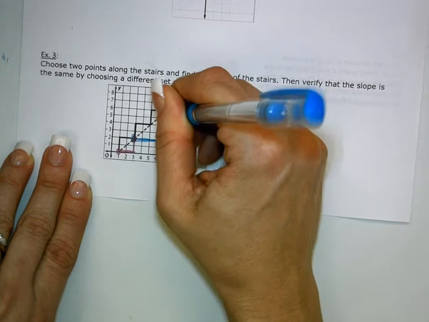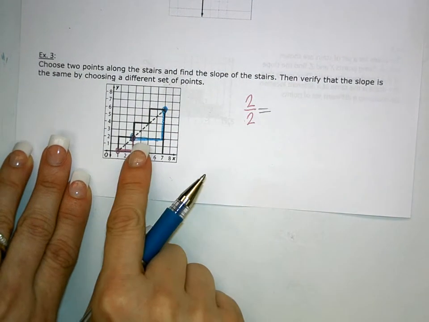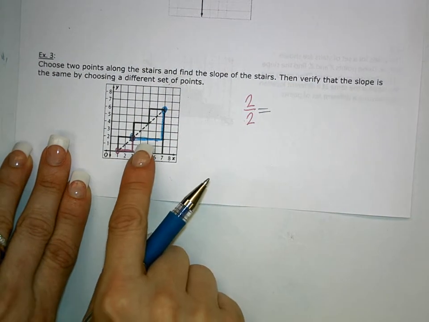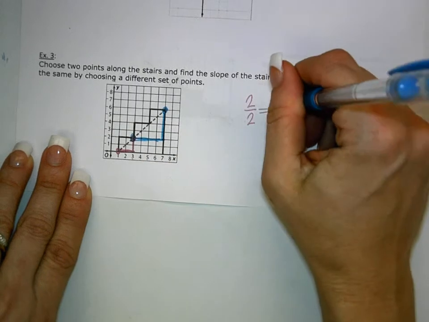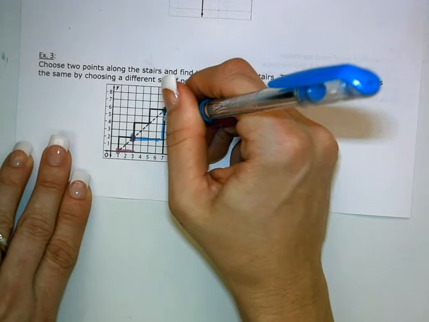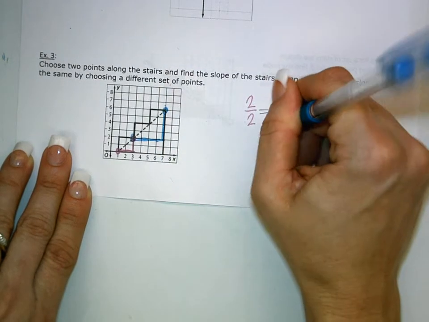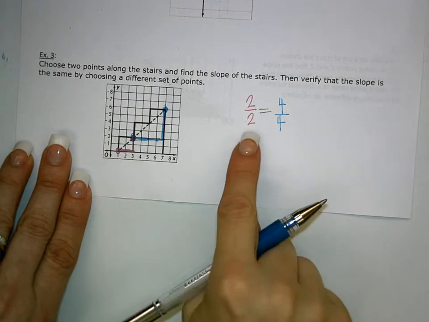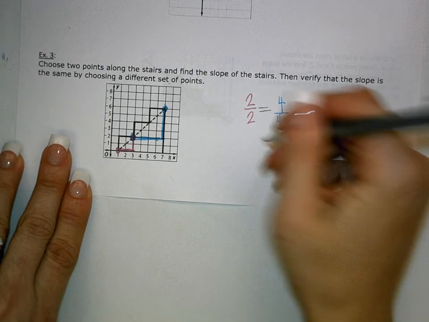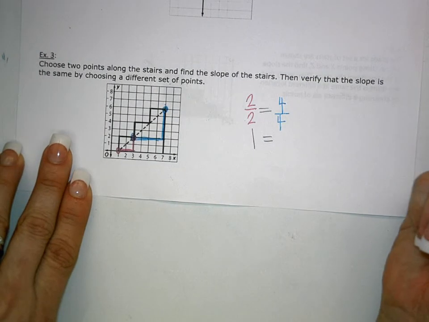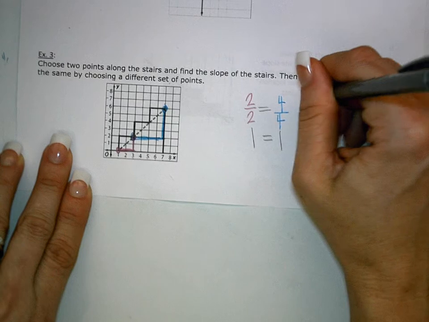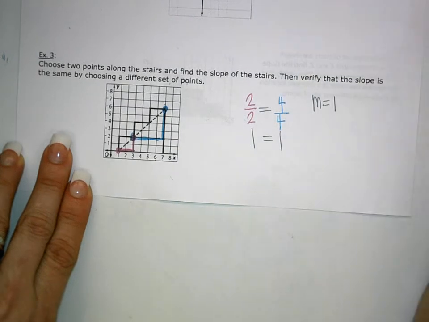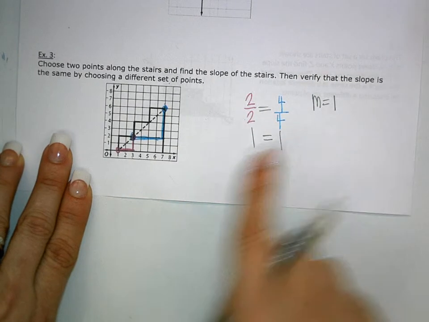How far do you have to go over for the blue ones? Over 1, 2, 3, 4. 4. And up 1, 2, 3, 4. So is this the same slope? What is 2 over 2 reduced to be? 1. What is 4 over 4 reduced to be? 1. Yes. So the slope equals 1, and the other slope equals 1.